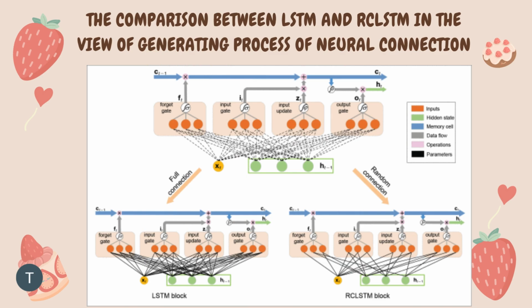And here we are seeing the comparison between the LSTM and RC-LSTM in the view of the generating process of neural connection. If we observe here, the LSTM block will get the full connection, and the RC-LSTM block will get the random connection from the tires, where we get the state information from the input gate to the LSTM and the RC-LSTM. Here we are comparing the features where we are getting the full connection to the LSTM and random connection to the RC-LSTM.